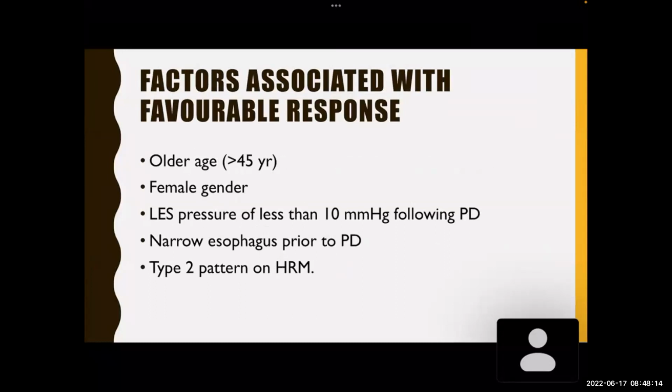So, factors associated with favorable response to pneumatic dilatation. It will show good results in older age, more than 45-year-old patients, and the results are better in female gender, and better with lower esophageal pressure of less than 10 millimeters of mercury following pneumatic dilatation. The results are better in a narrow esophagus, compared to a megaesophagus or dilated esophagus. And it is very well accomplished by a type 2 pattern on high resolution manometry. Type 2 achalasia cardia has good results, and type 3 has the worst prognosis on pneumatic dilatation.